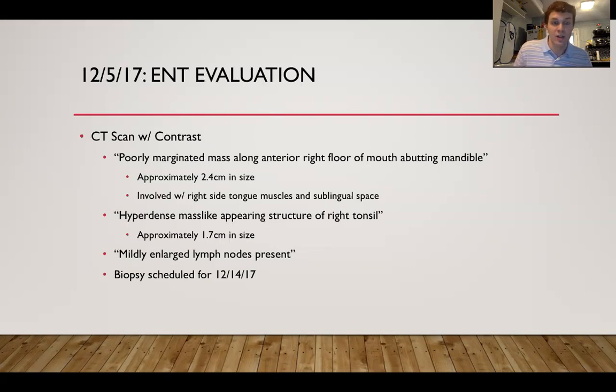He had mildly enlarged lymph nodes, which meant that this was a more regional discovery of cancer than a local discovery of cancer. So he was a little bit more advanced. We didn't catch it as early as it could have been caught, but it was regional. It didn't appear to be metastasized. And he had a biopsy scheduled for 12/14, so December 14th. The ENT recommended he go see an oral maxillofacial surgeon to have a biopsy on these masses that were discovered.